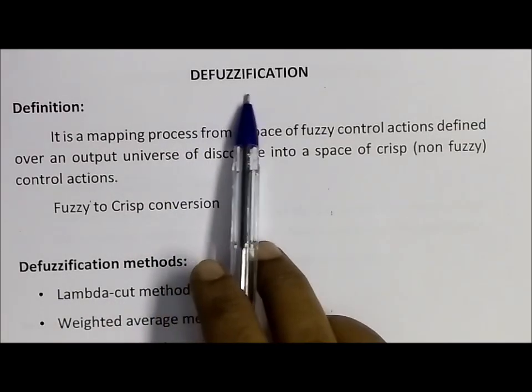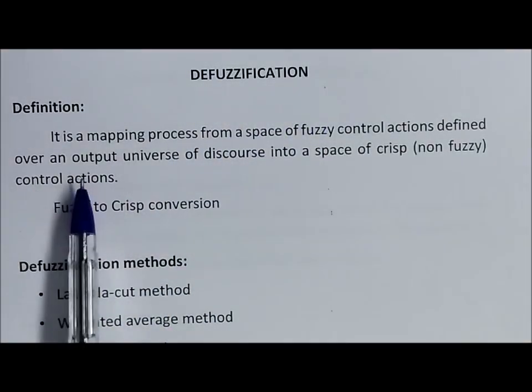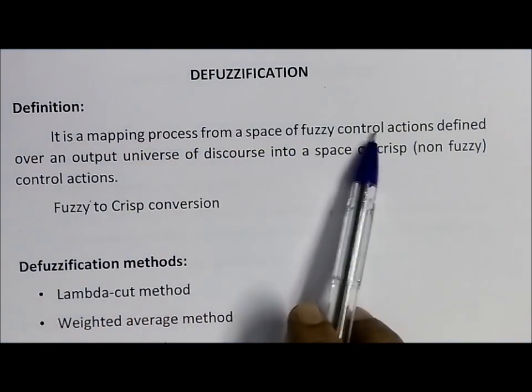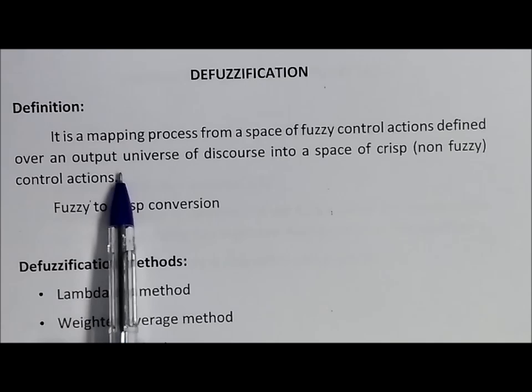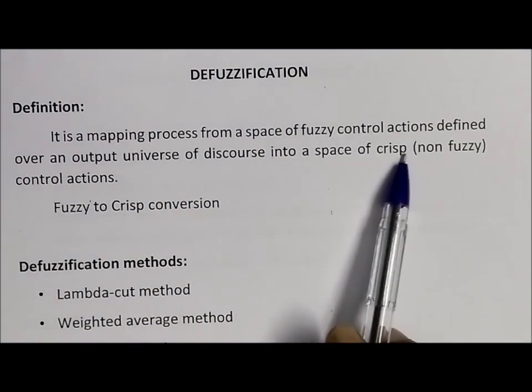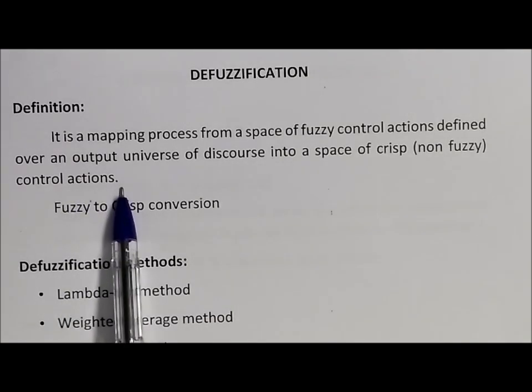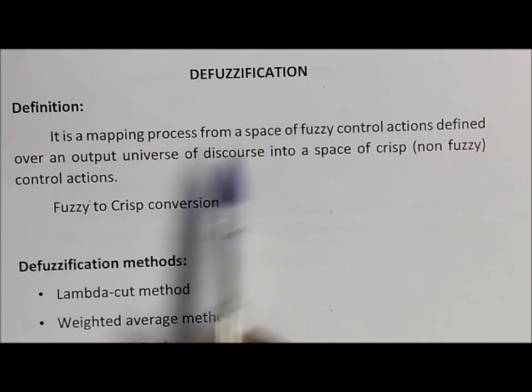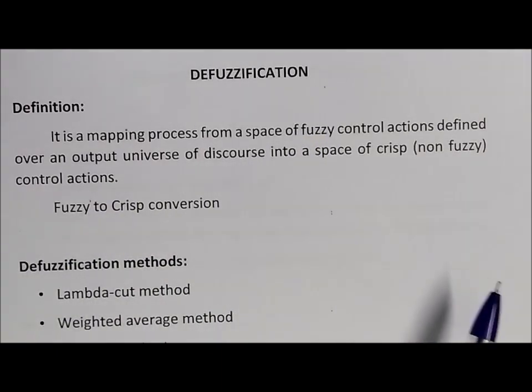Today let us discuss the topic of defuzzification. Defuzzification is a mapping process from a space of fuzzy control actions defined over an output universe of discourse into a space of crisp, that is non-fuzzy, control action. In a simplified way, we can specify that defuzzification is a fuzzy to crisp conversion.